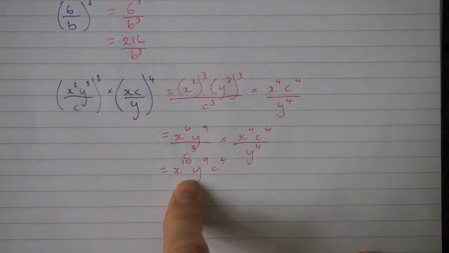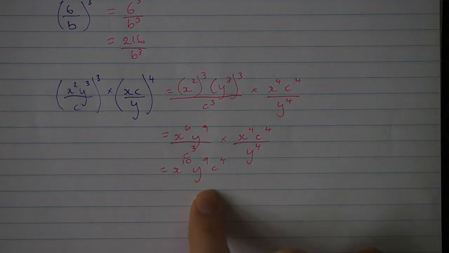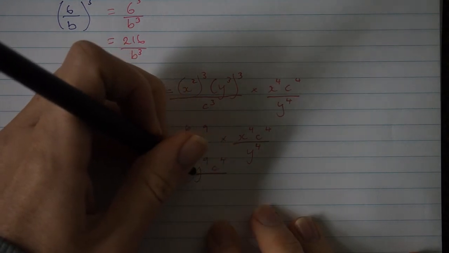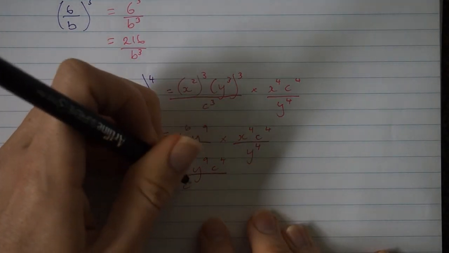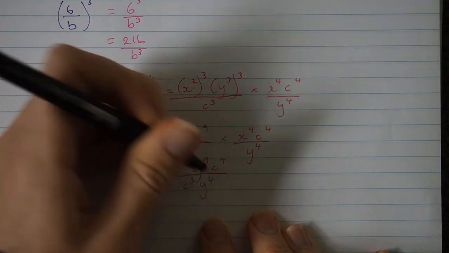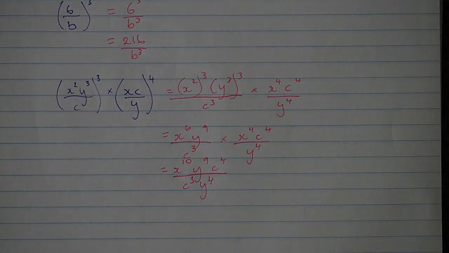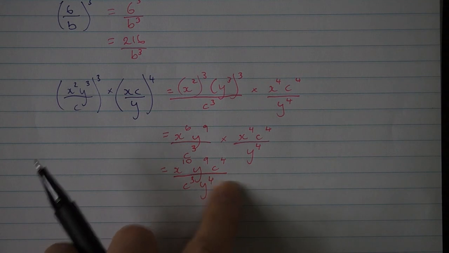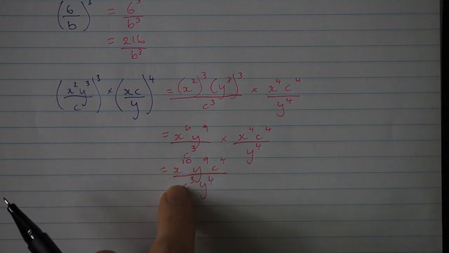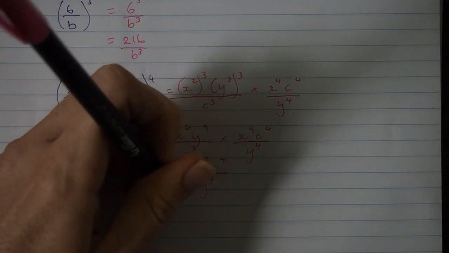Okay, notice I'm just spacing it out a little bit so it's quite clear what my terms there are. And on the bottom, we've got c to the power of 3, y to the power of 4. Okay, now we can start cleaning this fraction up. Okay, I've got x to the 10, y to the 9, c to the 4, all over c to the 3, y to the 4. You'll notice I don't have any x's in my denominator, so all my x's are going to stay up the top. So I've got x to the power of 10.